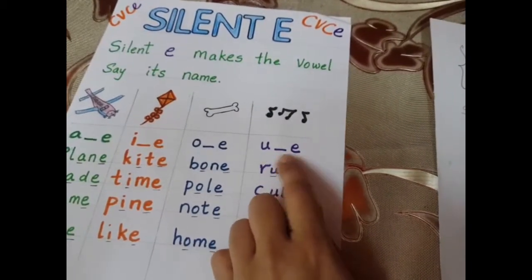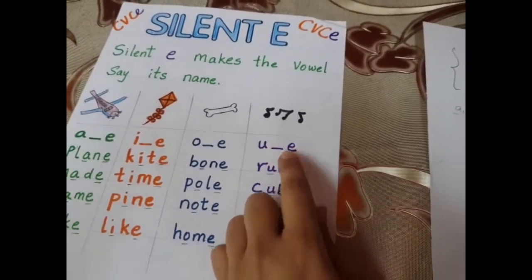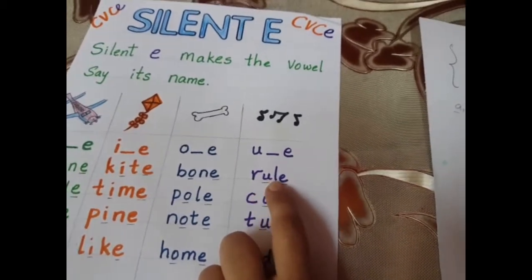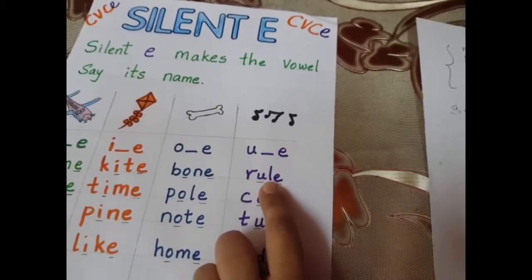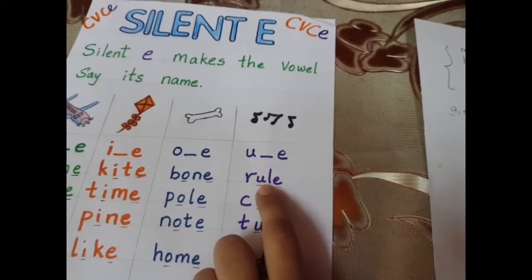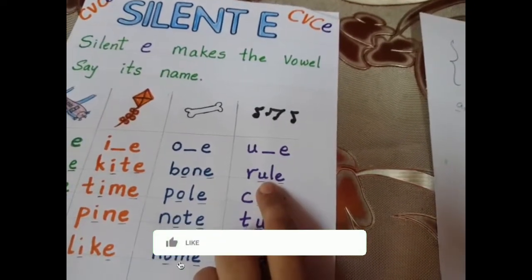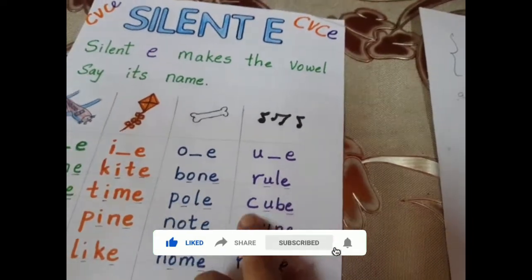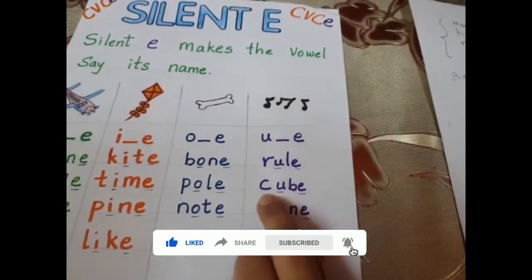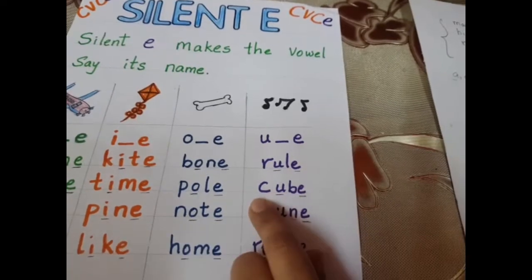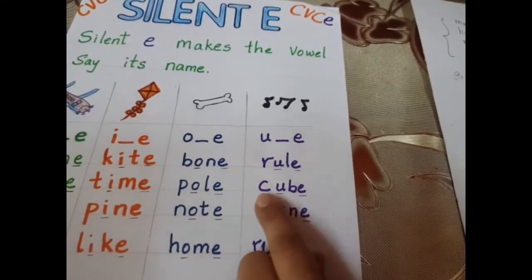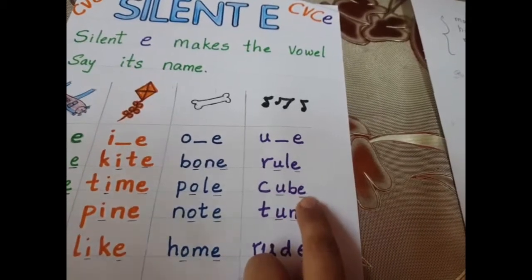So U-E makes the sound here? U. So R-U-L-E? R-U-E? Rue. And the sound of L? L. So R-U-L-E? Rule. C-U-B-E. What is the sound of C? What is the sound of U-E? U. So C-U-E? Q.